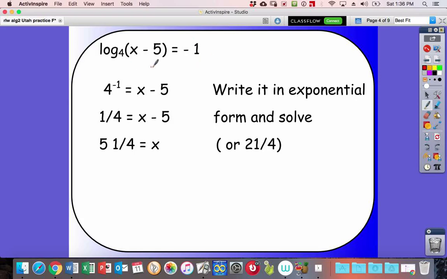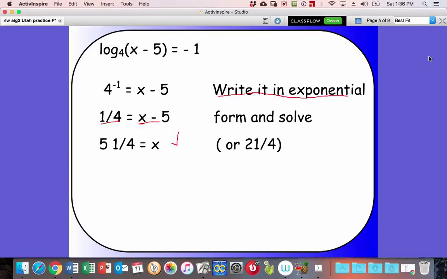When you see something like this, you're going to write it in exponential format first. So I would write this one as 4 to the negative 1 power is equal to x minus 5. 4 to the negative 1, that would be 1/4, is equal to x minus 5, and you solve for x. It's pretty simple. Add 5 to both sides. You get 5 and 1/4. So it's actually pretty simple. Remember, you can always go back and write it in exponential form.